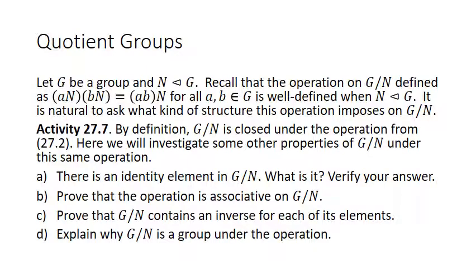Okay, so let's talk a little more about quotient groups. Let G be a group and let n be a normal subgroup of G. Recall that the operation on G mod n, remember that's the set of left cosets, although actually since n is normal, they're both the left and the right cosets, defined as an times bn equals abn for all a, b in G, is well defined when n is a normal subgroup of G. We actually proved that. It is natural to ask what kind of structure this operation imposes on G mod n.